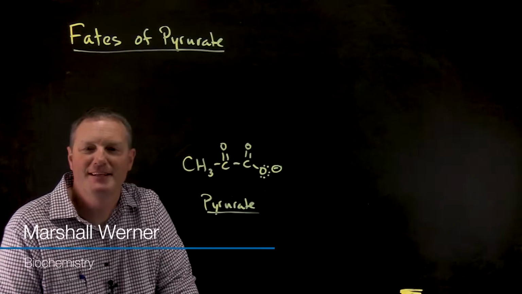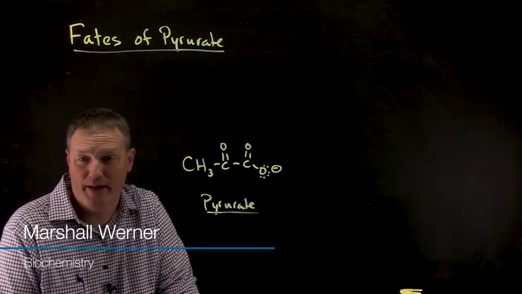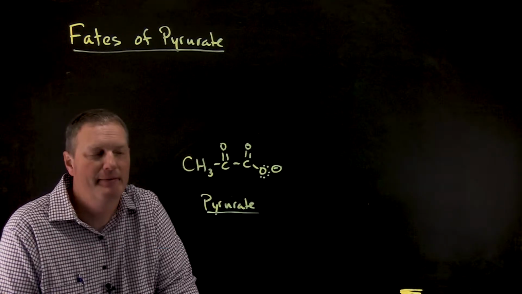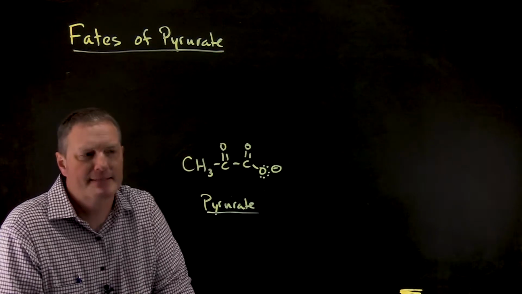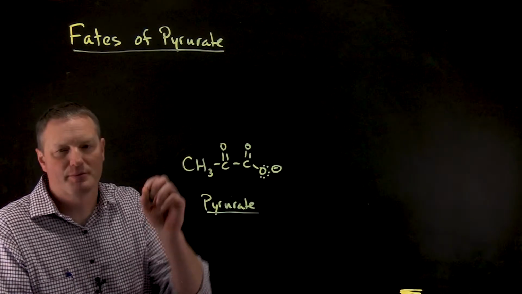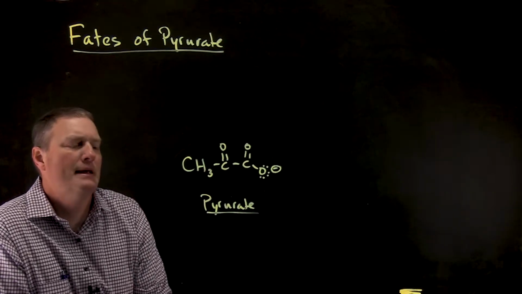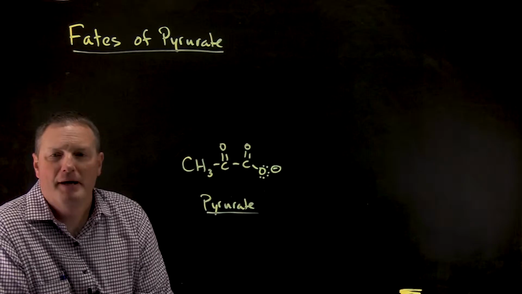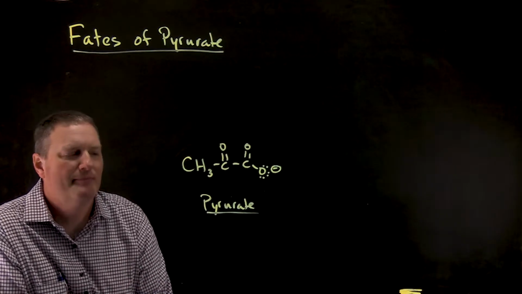Hey everyone, in this video we're going to talk about the fates of pyruvate, or the potential fates of pyruvate. Recall that pyruvate is the main product of glycolysis. We took the 6-carbon molecule of glucose, basically broke it in half, and ultimately converted it into 2 molecules of pyruvate. Along the way of glycolysis, we made a little bit of ATP, so plus 2 ATP.